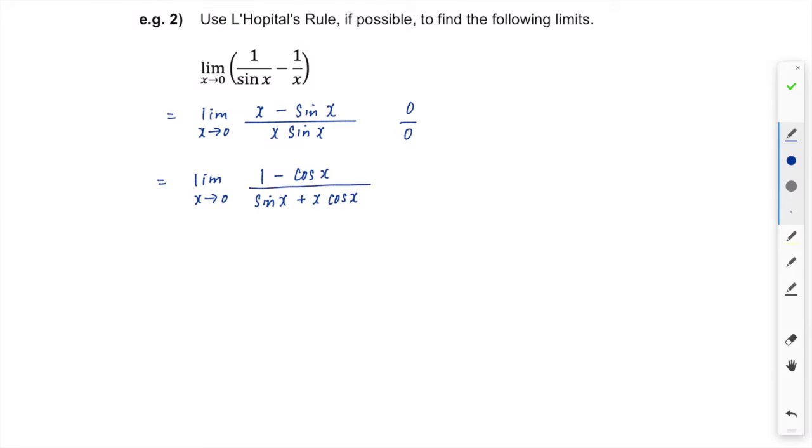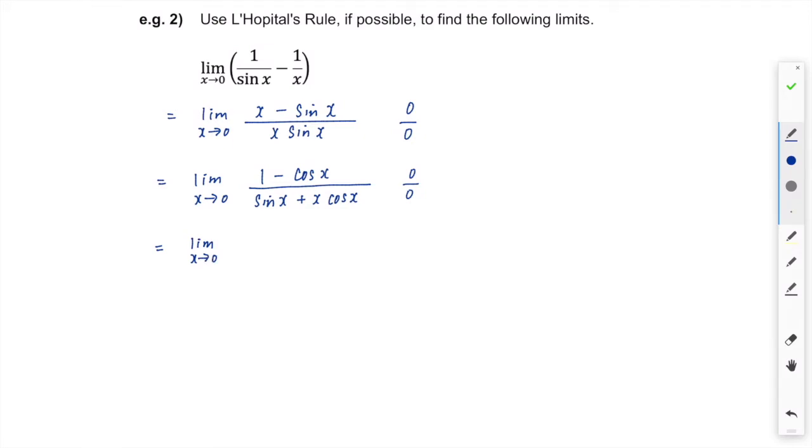Let's check if I can evaluate this limit. Cosine 0 is 1, so I have 1 minus 1 at the top. Sine 0 is 0. I still have indeterminate form. Well, what if I take the derivative of both functions again?